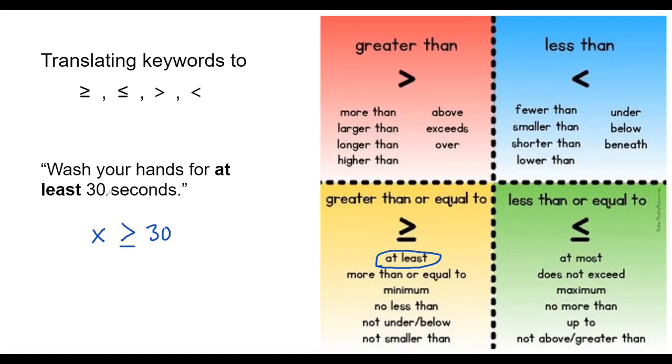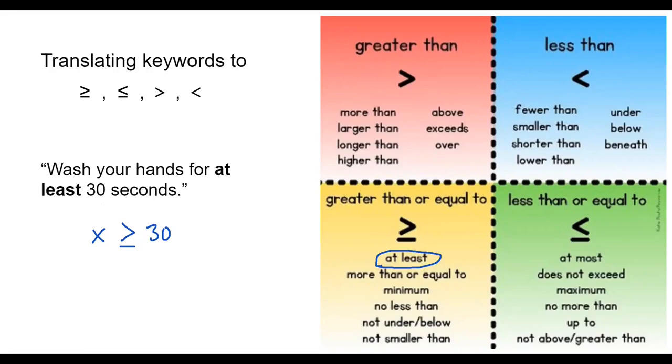If you washed your hands for 30 seconds, is that okay? Yes, it says at least 30 seconds. 30 seconds is good. 31 is also good, or 32, or 60, or 5 minutes would be good. Any number larger than 30 seconds is good. It makes this statement true.